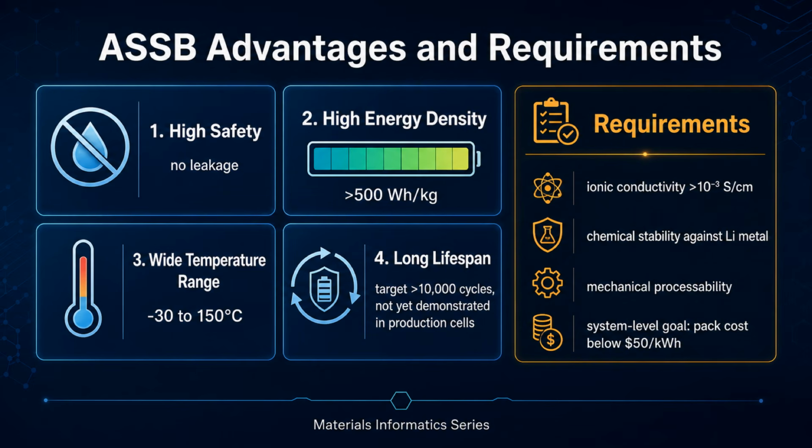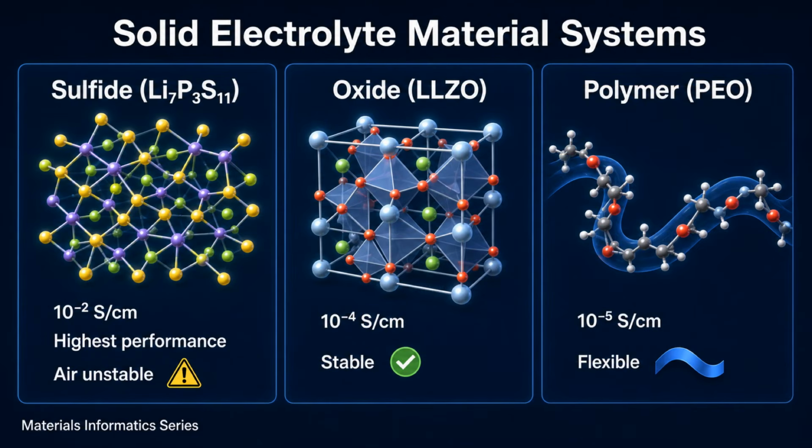Energy density can exceed 500 watt-hours per kilogram by enabling lithium metal anodes. Wide operating temperature range enables extreme environment operation. Developers target lifespans well beyond 10,000 cycles for stationary use, though that has not yet been shown in production cells. However, the solid electrolyte must achieve high ionic conductivity comparable to liquid electrolytes, while being chemically stable, mechanically processable, and cost-effective. 3 main solid electrolyte families are being developed.